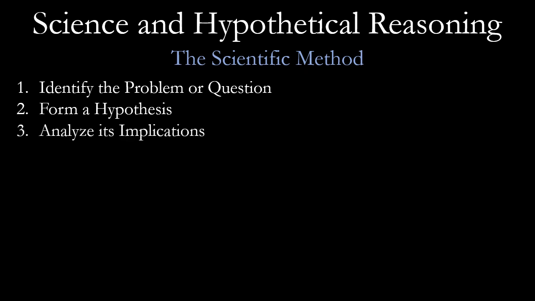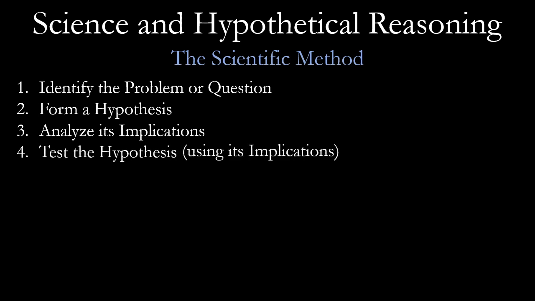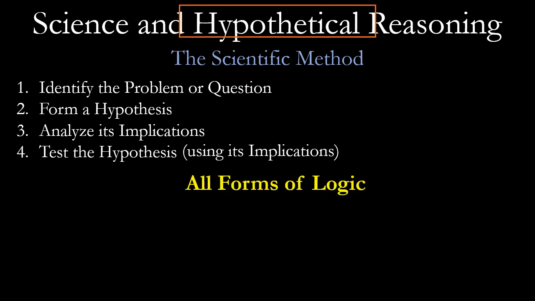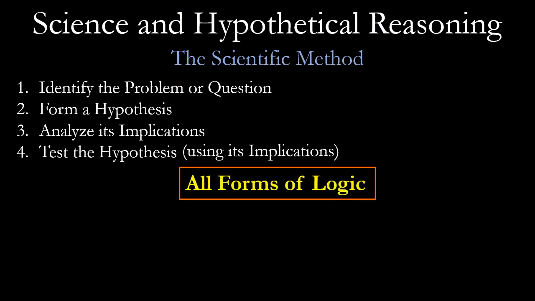Then we might analyze the hypothesis. We might say, well, if this is the case, then what should we see? We'll use some kind of deduction there. And then we'll, of course, test the hypothesis using these implications. This is the experimental part, or the observational part, depending on whether you are able to run an experiment or whether you're simply observing very carefully, say, the stars in the sky, or you're doing some sort of field research.